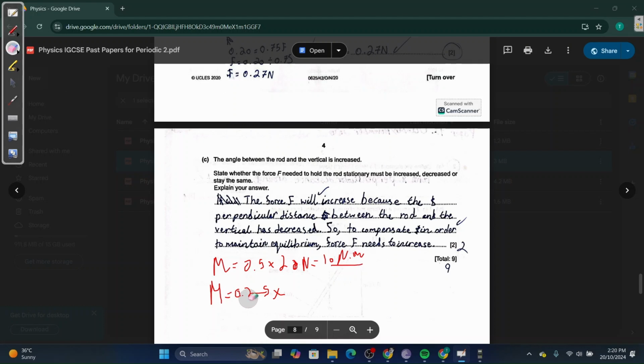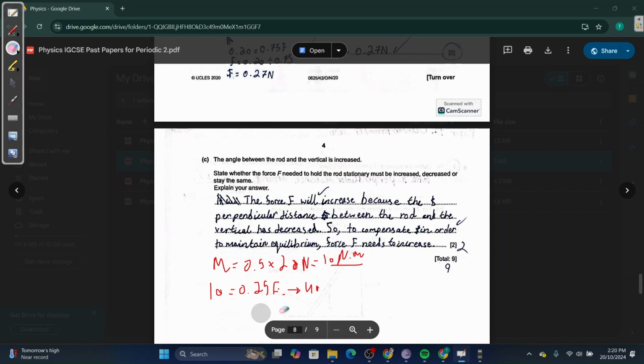So let's say here 10 newton meters is equal to, again, this distance was halved, so 0.25 times F. Let's denote the force as F. Then you divide by 0.25 on both sides. You're going to get 10 divided by 0.25, so F is 40. So you can see, if one of these halves, the other one is going to double. Basically, if one decreases, the other one increases to compensate in order to maintain the moment.